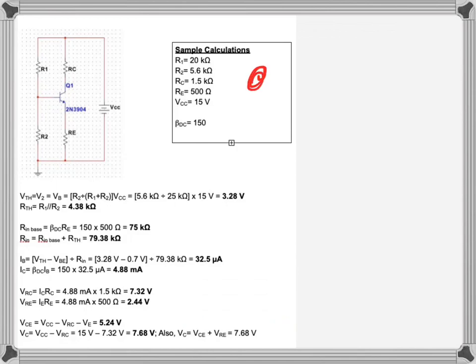Okay, so here's all the given values. Here's our basic voltage divider circuit. I've broken this up into different segments. In the first segment, we're going to calculate VTH and RTH. It doesn't really matter which one you calculate first. And then we're going to calculate Rin base and then Rin. You must do those two in that order. And then once we have that, we're going to calculate the base current.